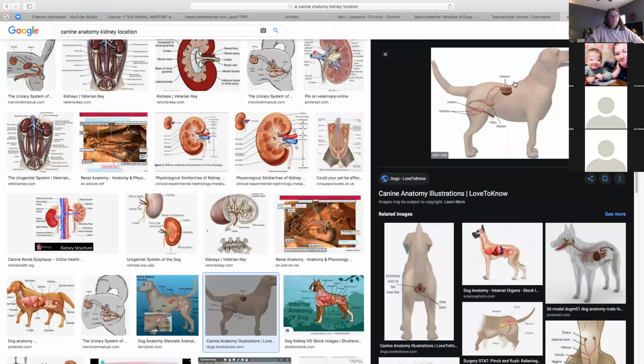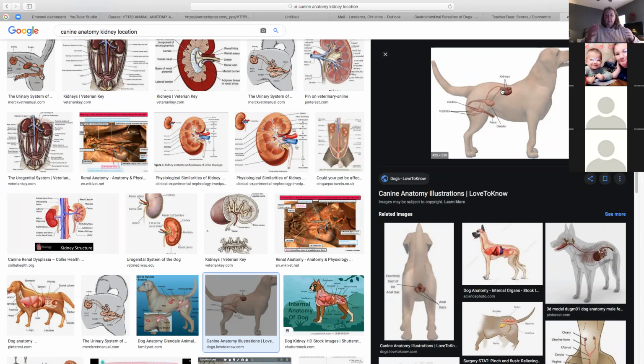So normally right here would be the diaphragm and the last rib. So they are very dorsal in the abdominal cavity. They are actually adhered up against the vertebrae. So they live up in what's called the retroperitoneal space. So if you remember, the peritoneum is the lining of the abdomen. The kidneys are underneath that lining and they're covered with a layer of fat.